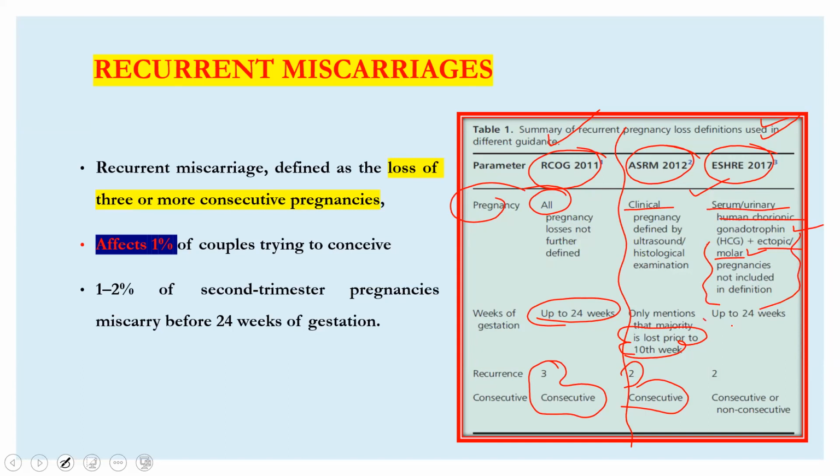They are taking gestational age again up to 24 weeks, and they are taking 2 consecutive or non-consecutive miscarriages. This is the biggest difference. Are you with me? Is it clear up till now?